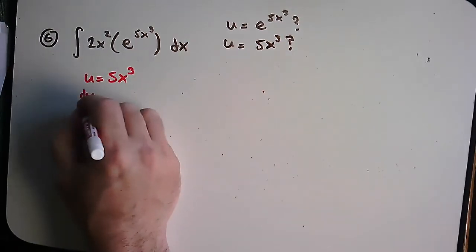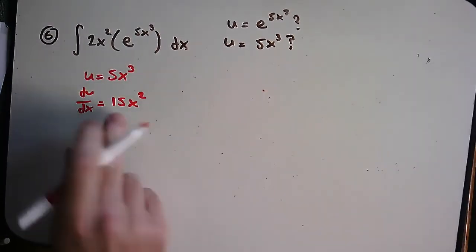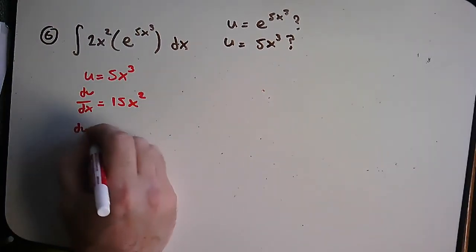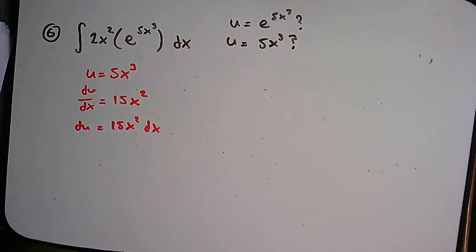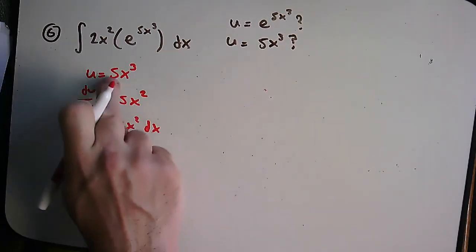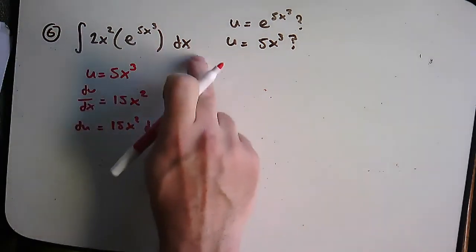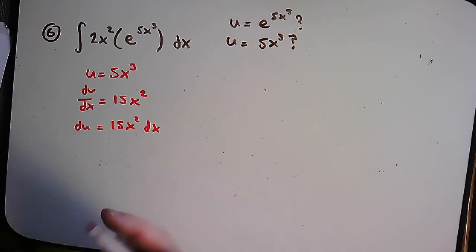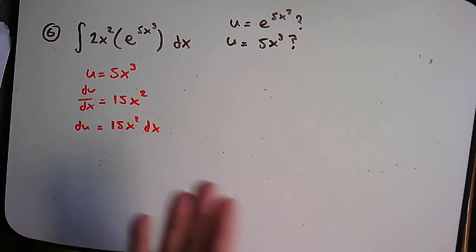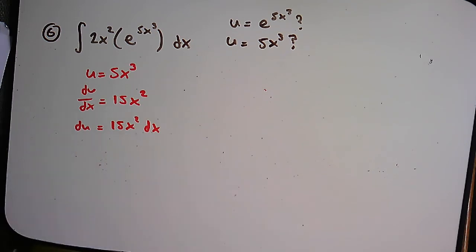Okay, well then du dx equals 15x squared. If I separate this by multiplying both sides by dx, I get du equals 15x squared dx. Okay, do I have that? Do I have these things? Well, I have 5x cubed, so that would be e to the u. And I have 2x squared dx. I want 15x squared dx, so how do I turn a 15 into a 2? Well, if I divide it by 15, I'd have 1. And if I multiply that by 2, I'd have 2. Right? So if I divide by 15, multiply by 2, I'd get what I want.